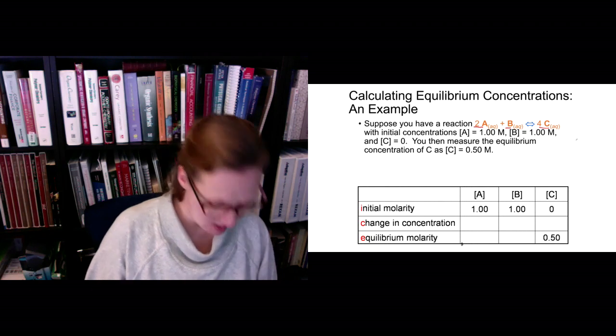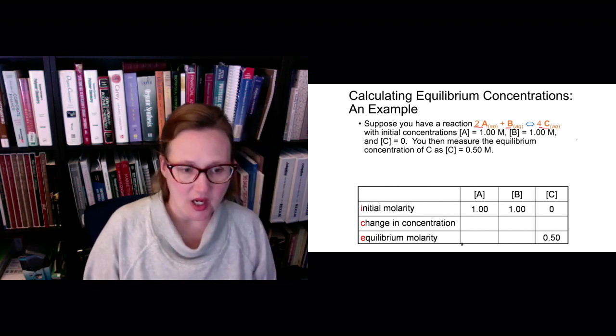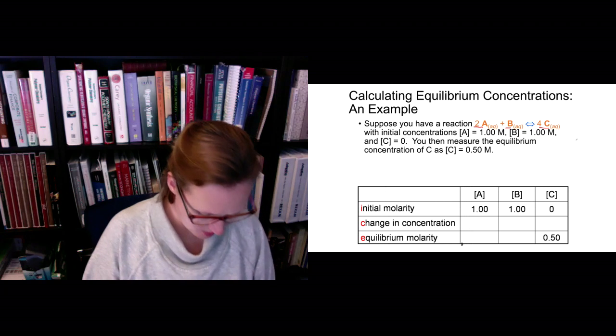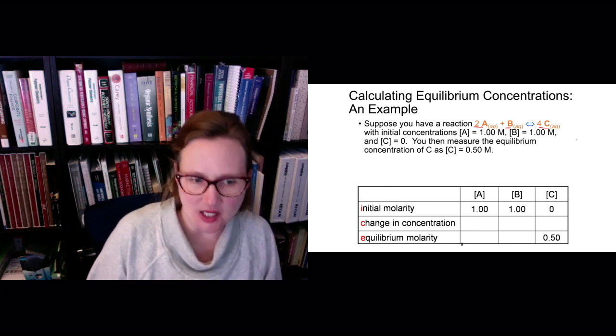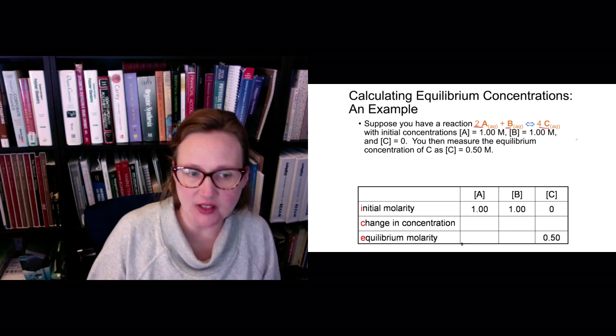All right, so we're going to look at what we're going to call an ICE table. An ICE table really is initial, change, and equilibrium.